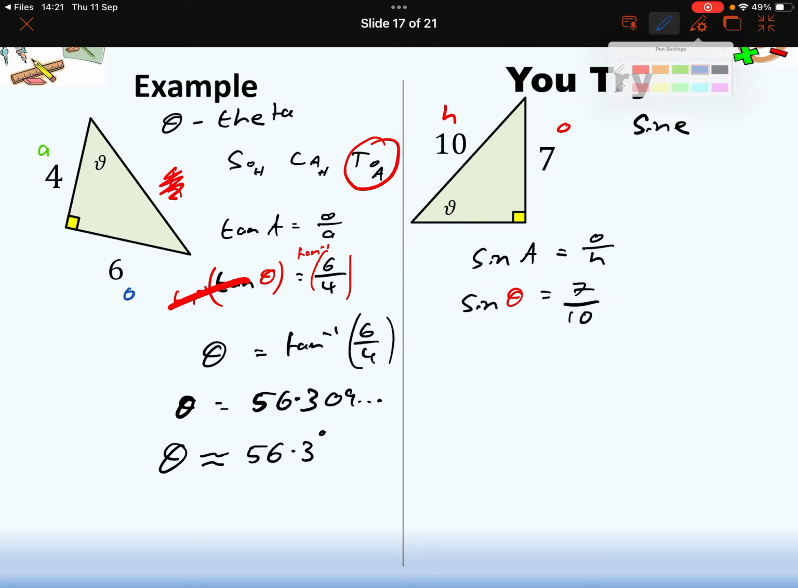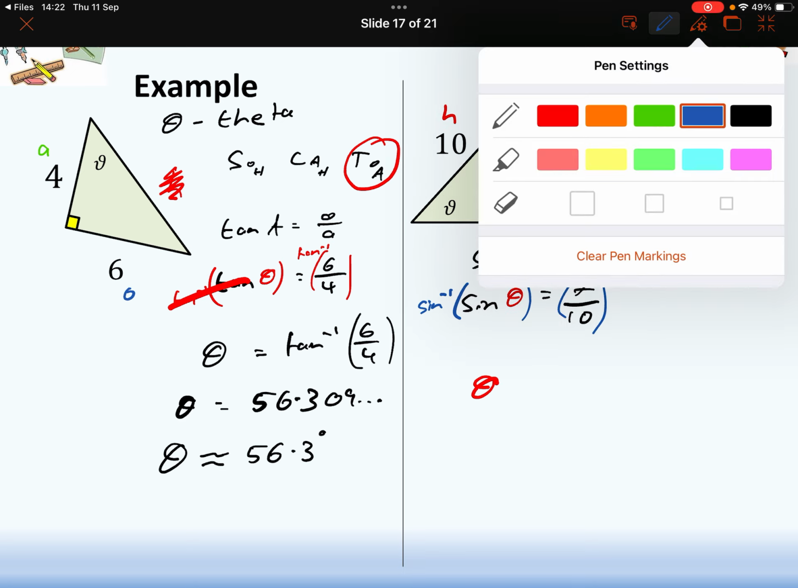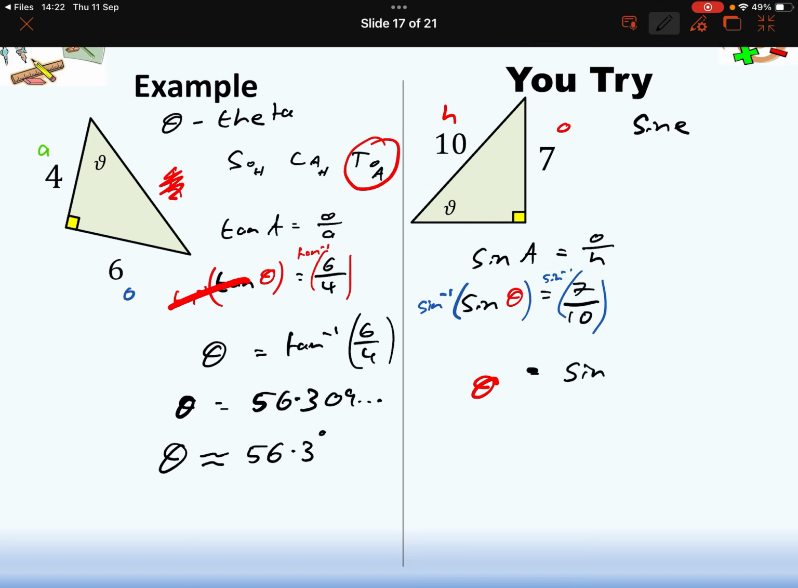Again, I need to get the theta by itself. So I'm trying to get rid of this sine. So I need to use sine inverse. And then I need to do it to the other side as well. So what I'm left with is sine inverse 7 over 10. And in the calculator, shift, then sine, then put in the fraction 7/10. Close any brackets you need to close, and I get theta is equal to 44.427 with a couple of decimal places after. So to one decimal place, it's 44.4.